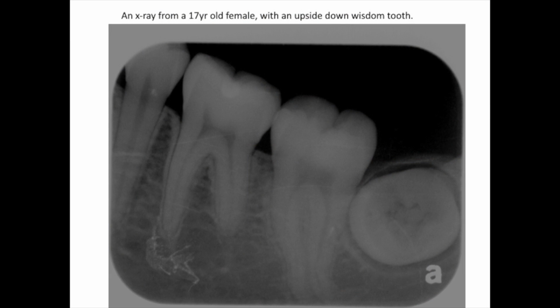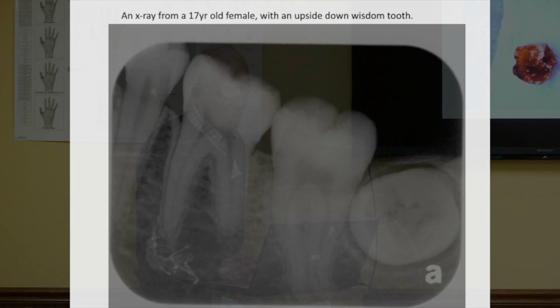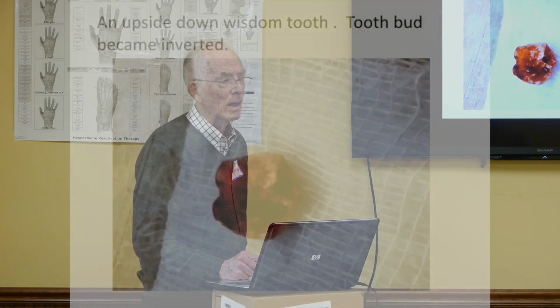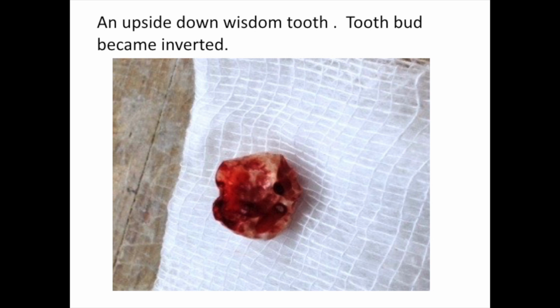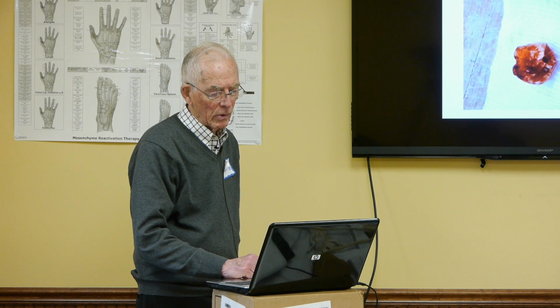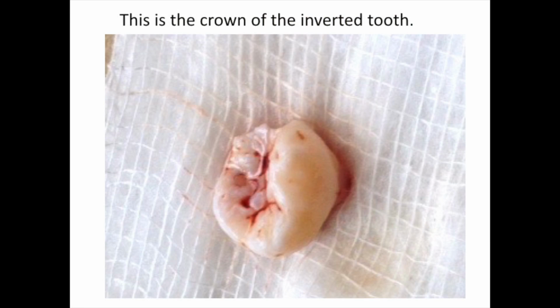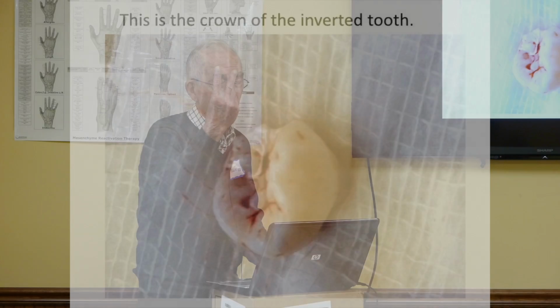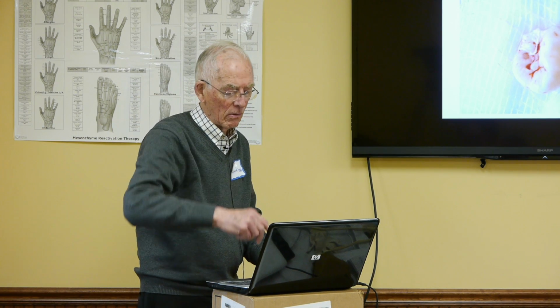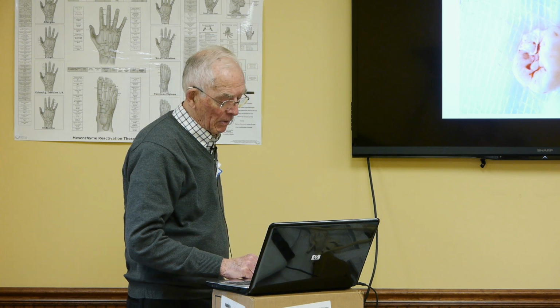This is a case of removal of a wisdom tooth. This is the tooth. It was completely inverted. In other words, the occlusal portion of the tooth was pointed downward. I think the tooth bud didn't rotate right, so the roots were pointing up instead of growing down. Just an anomaly.